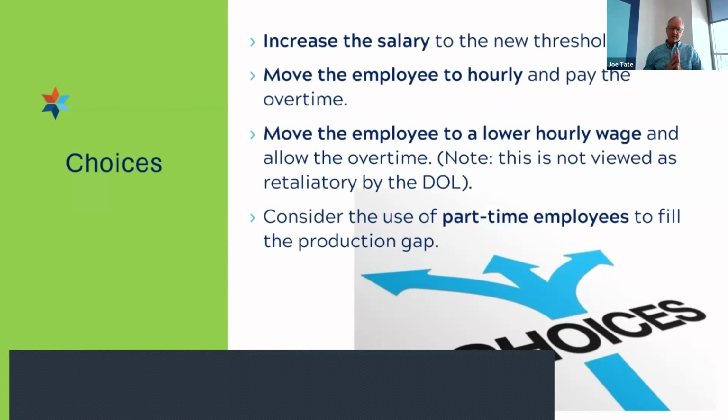So some choices. We talked about it earlier, but that's where you guys come in. You have the choice with your management teams and executive teams. Do you increase the salary to the new threshold? Do you move the employee to hourly and pay the overtime? Do you move the employee to a lower hourly wage and allow the overtime? And there's a note in here that this is not viewed as retaliatory by the DOL. So you're not going to open up a discriminatory claim by moving them lower, because the overall numbers would put them higher. We saw that in our example.